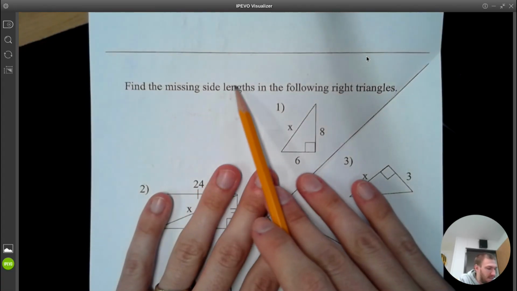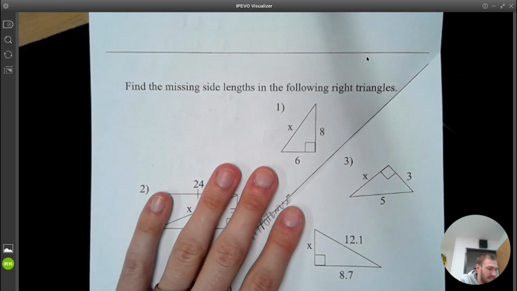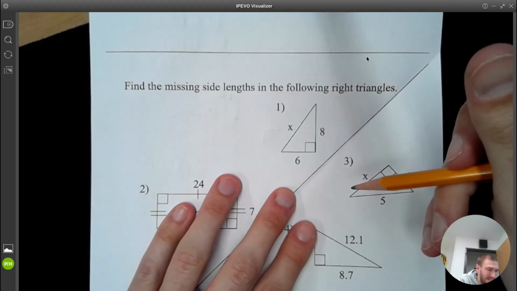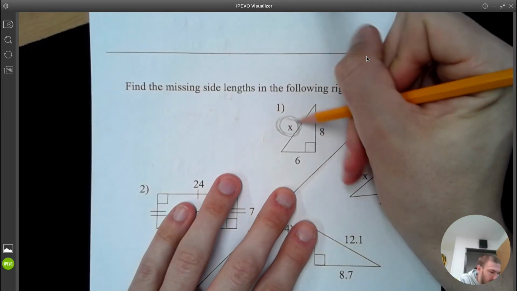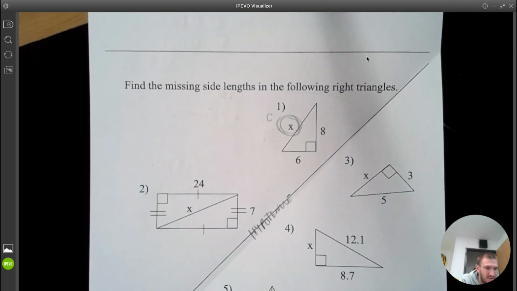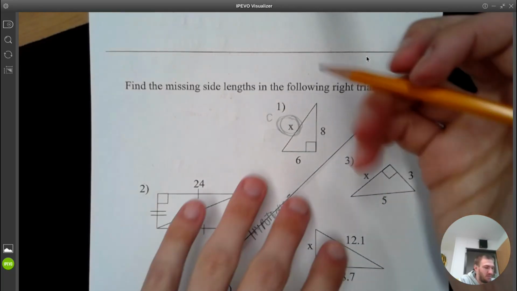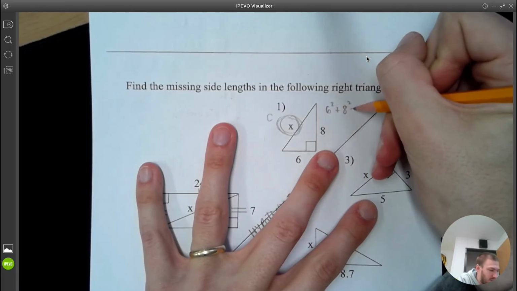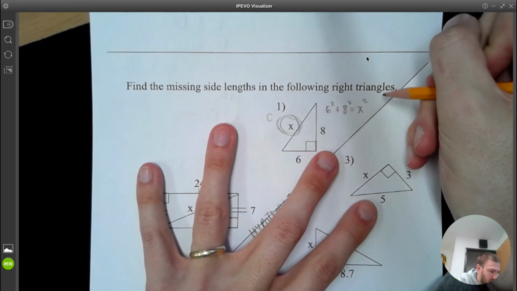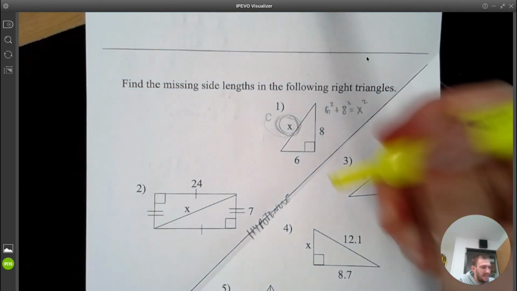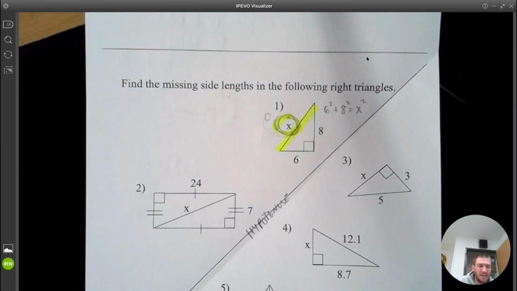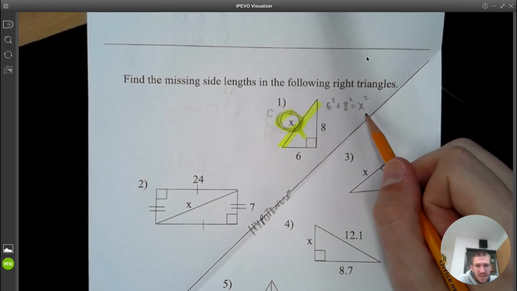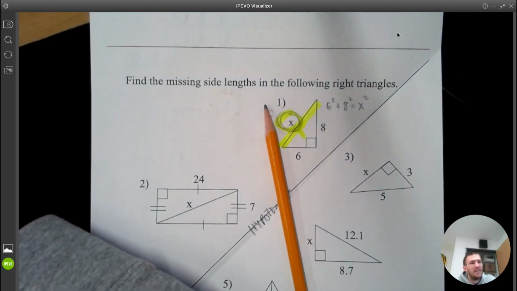Find the missing side lengths of the following triangles: x, 6, and 8. So first of all, we want to figure out which one of these is the C. This one here, this is the C value. So when we go to set up our equation, it's going to be 6 squared plus 8 squared is equal to x squared. Remember, this is the C. This is the long diagonal answer that's across from the right angle. It has to go in this position. And if you get it wrong, you're wrong.